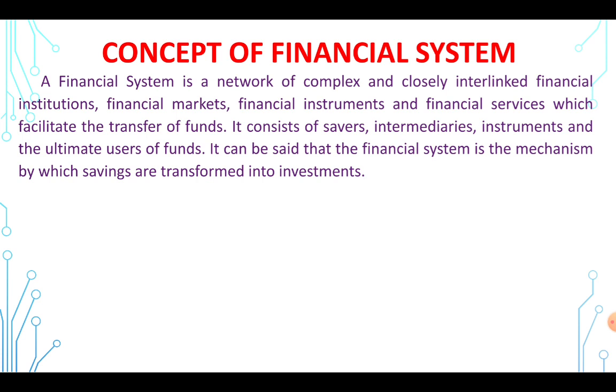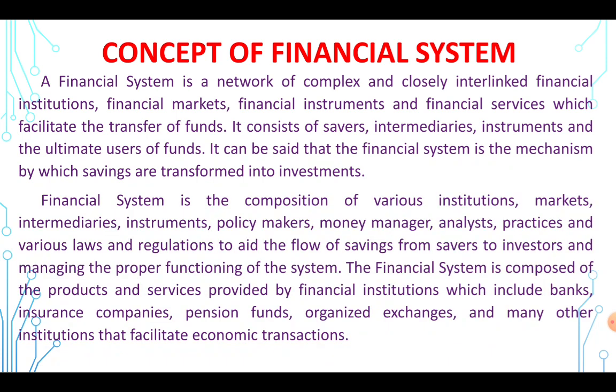It consists of savers, intermediaries, instruments and the ultimate users of funds. It can be said that the financial system is the mechanism by which savings are transformed into investments. Financial system is the composition of various institutions, markets, intermediaries, instruments, policymakers, money managers, analysts, practices and various laws and regulation to aid the flow of savings from savers to investors and managing the proper functioning of the system.